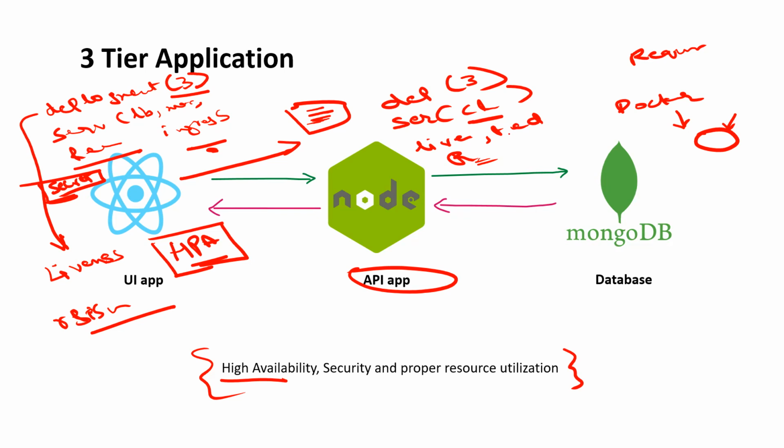When I say the database is a stateful application, what that means is whatever data we have in this particular pod is very important. We can't lose this particular information. So whenever we have a stateful application or stateful service, we need to go for the StatefulSet object.